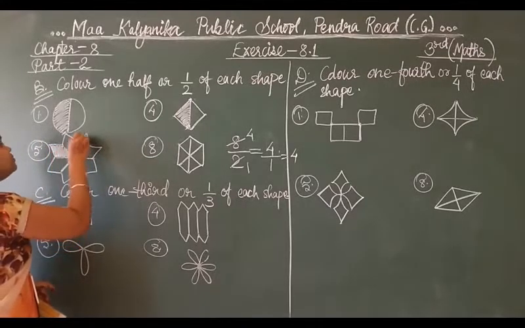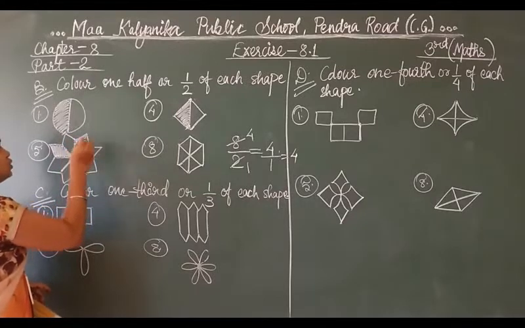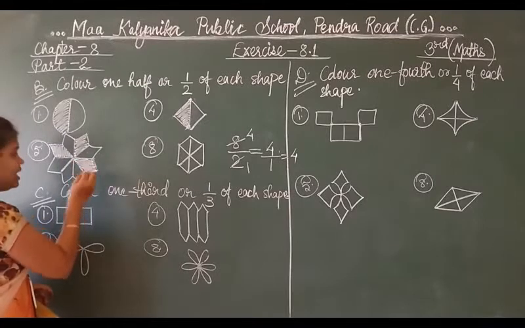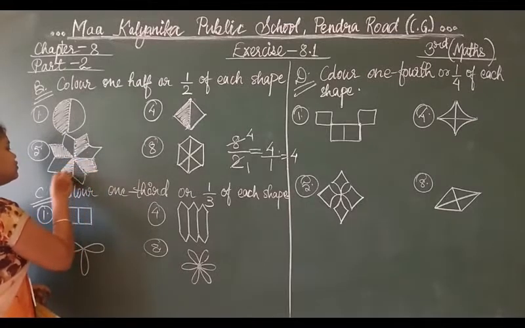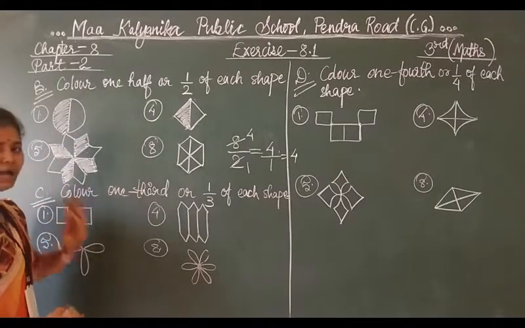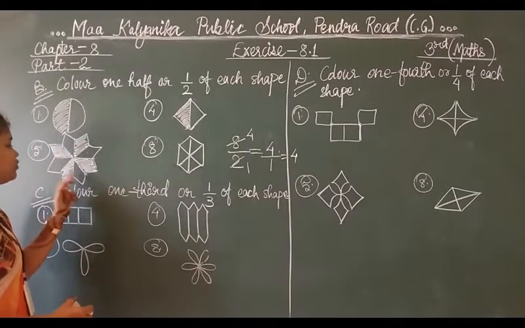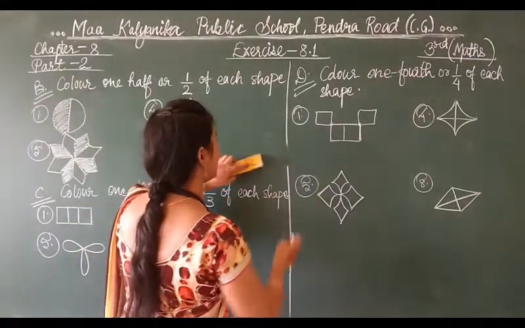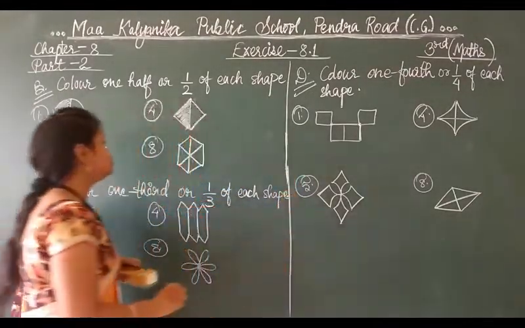So 1, 2, 3 and this one is 4. Now you can check students, 1, 2, 3, 4 I have shaded and 1, 2, 3, 4 are blank. In this way we can say I have colored or shaded half the part.